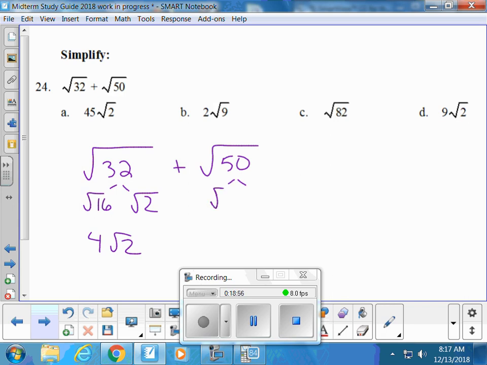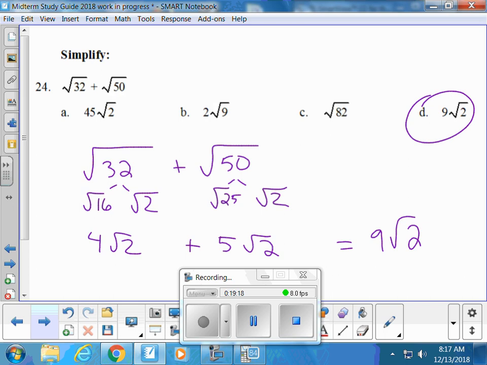Let's break it down so that one is a perfect square. Can you think of a perfect square that would break down 50? 25 and 2. And the square root of 25 is 5, so that's what that would look like in simplified form. Now we have like terms. If you have 4 apples, and you add on 5 apples, how many apples do you have? 9 apples.